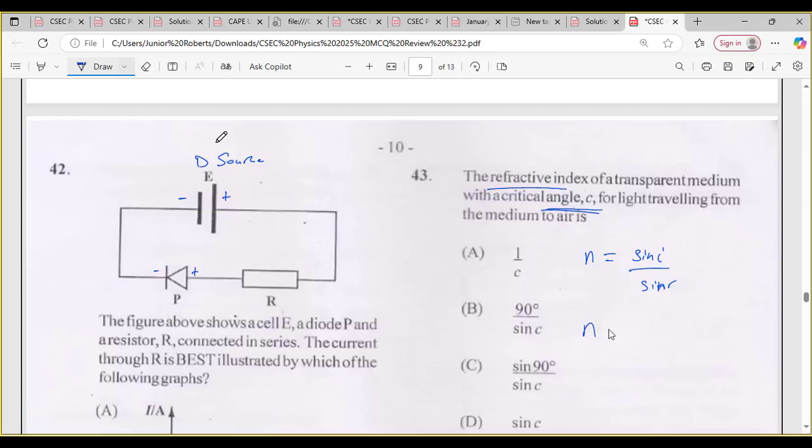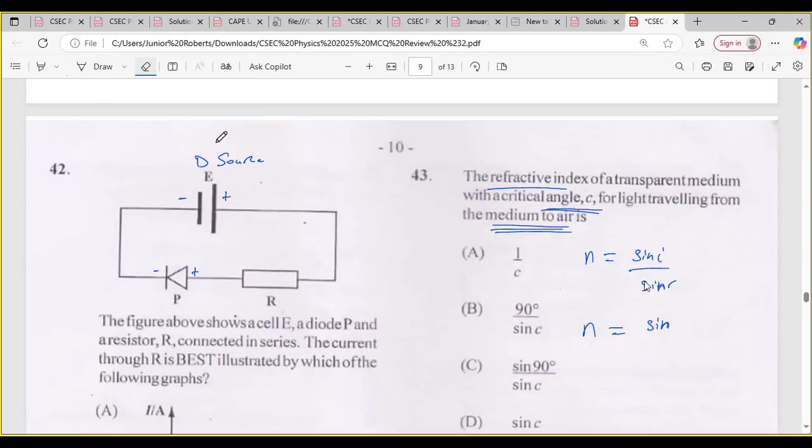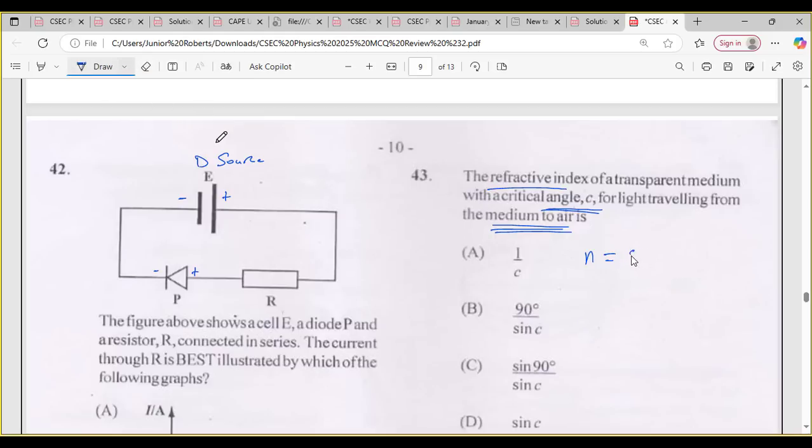So in this case now, we can say N is equal to sine I. I is the angle of incidence, which is going to correspond to our critical angle. So we're going to have sine of I, which is, again, let me just verify this. So it says that it's traveling from medium to air. It's going from medium to air, so we have to be careful with this. If it's going from medium to air, we say sine R, in fact, over sine I.